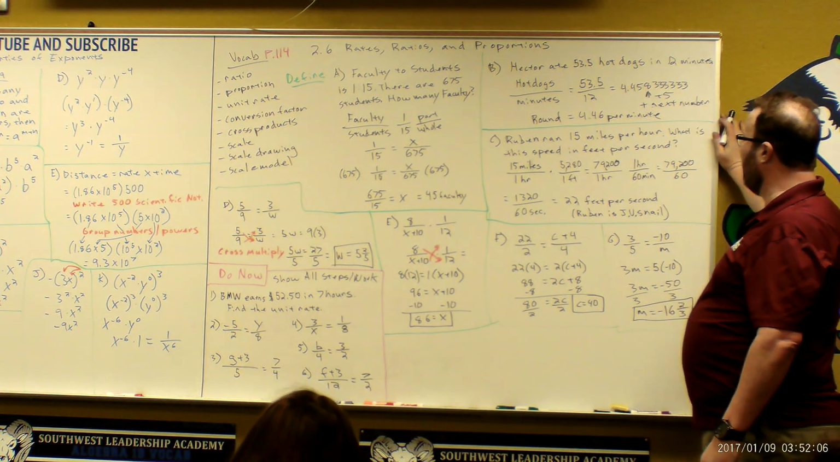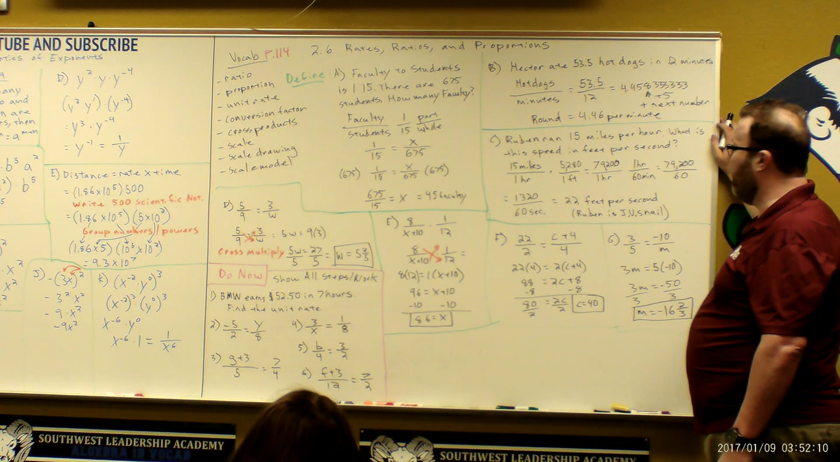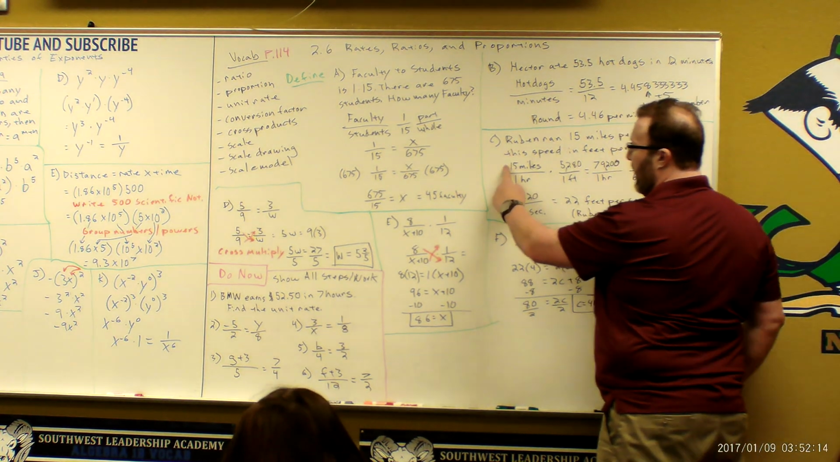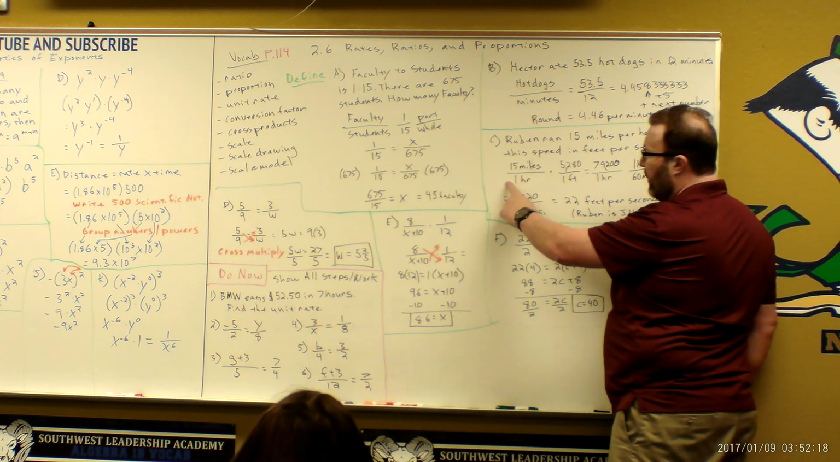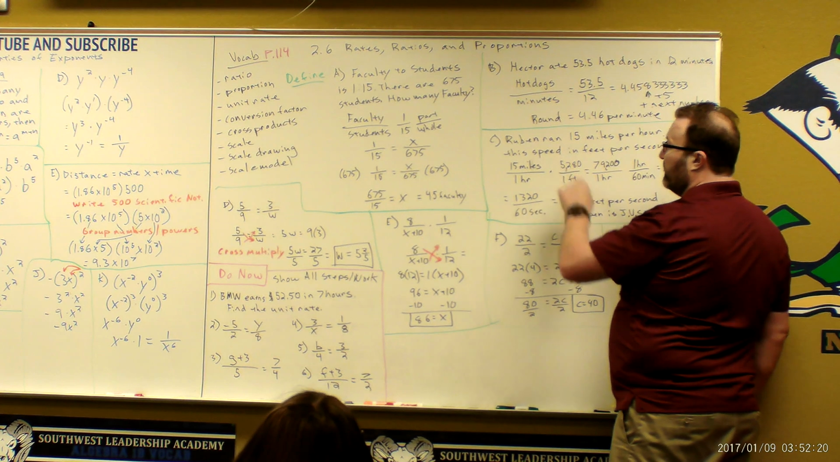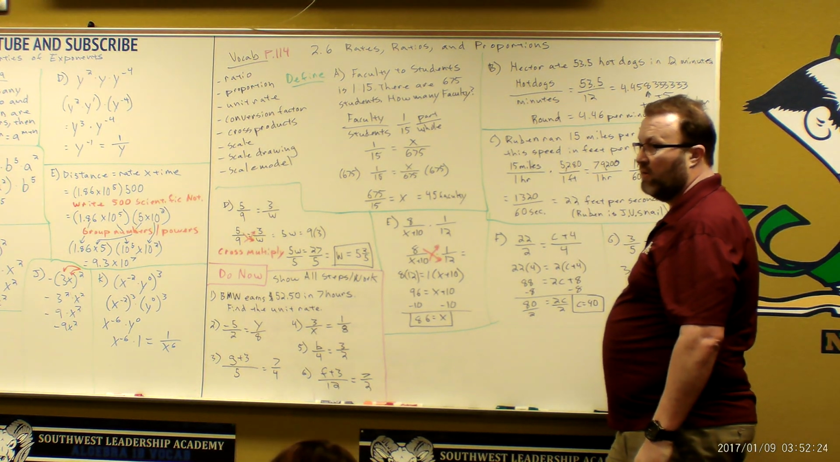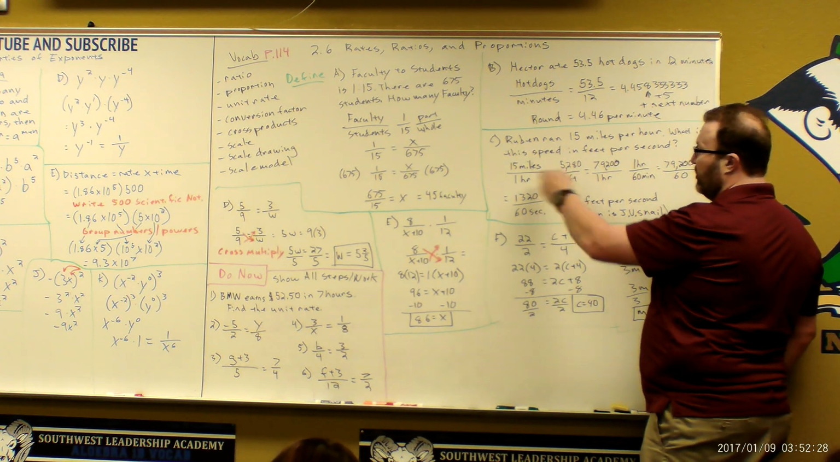Reuben ran 15 miles per hour. What is his speed in feet per second? Well, we're saying he ran 15 miles in 1 hour, okay? So now we have to start converting. Well, 1 mile is 5,280 feet. Pretty impressive, right? So 1 mile equals this many feet, okay? So we have this ratio here.